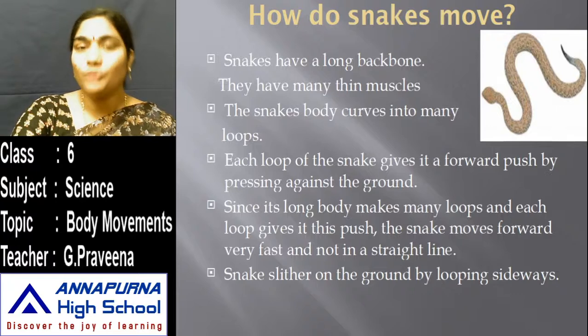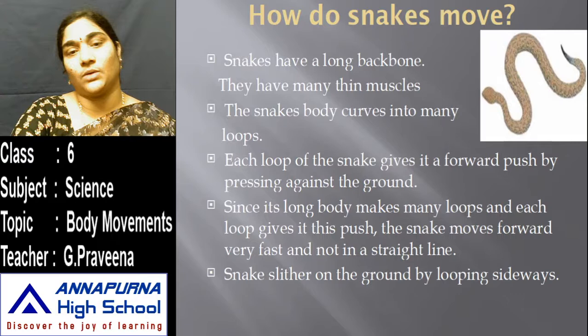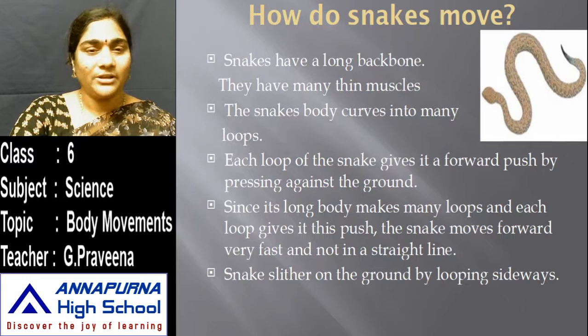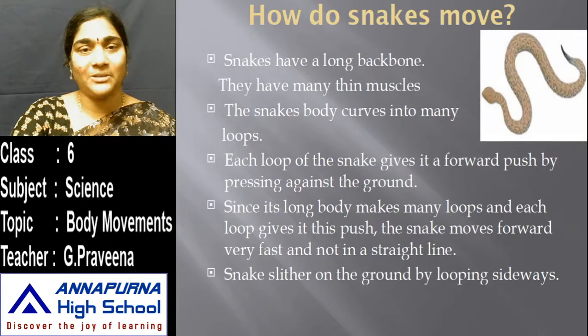That movement in the snake is called slithering on the ground. So a snake slithers on the ground by looping sideways. This is how the gait of animals takes place, where a few of them possess only muscles. With the help of those muscles they move, whereas in a few organisms, which have a skeleton like us, the muscles get attached to the bones and movement is possible.